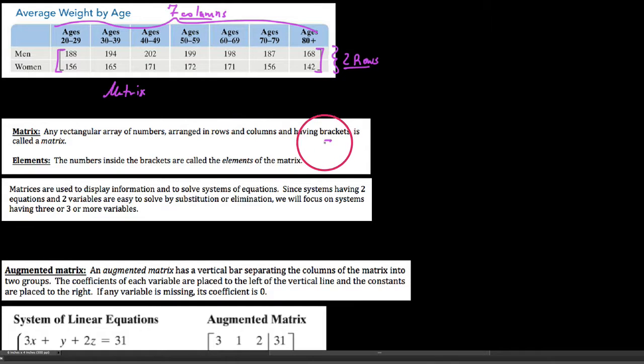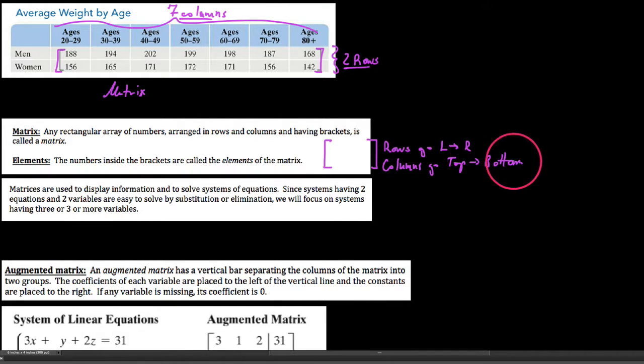When we talk about a matrix in general, we'd say it's full of little individual entries in rows and columns. Rows go left to right, and columns go top to bottom. It is very important that we distinguish between the number of rows, which go this way, and the number of columns, which go this way. Also, the entries inside of this data matrix we refer to as the elements of the matrix. So the numbers inside the brackets are the elements of the matrix. Basically, it's just a really efficient way to organize information.